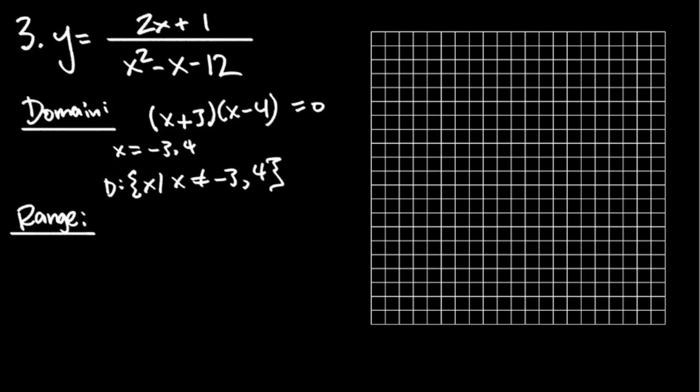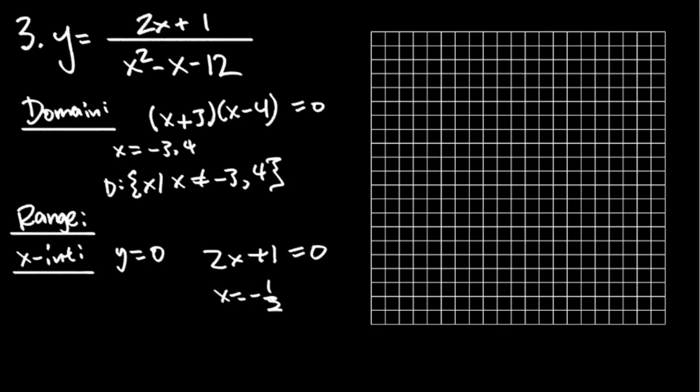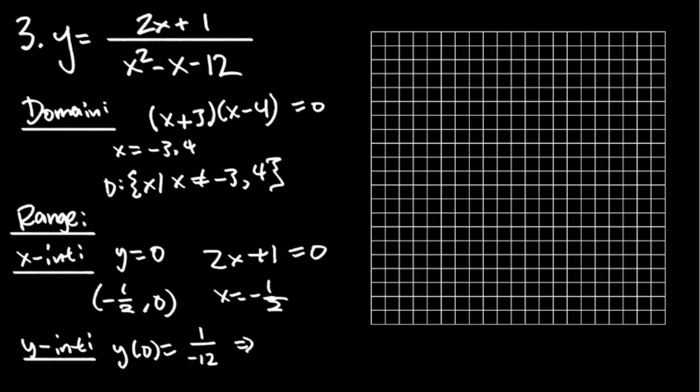Okay, anyway, x-intercept, y-intercept. The x-intercept is going to be, we set the top equal to 0 because y equals 0. If the numerator is 0, the whole thing is 0. And then we can easily see that x equals negative 1/2 is going to make the top 0. So the coordinate is negative 1/2, comma 0. Y-intercept, let's set x to 0. Y of 0 equals 1 over negative 12. In other words, 0, comma negative 1/12.